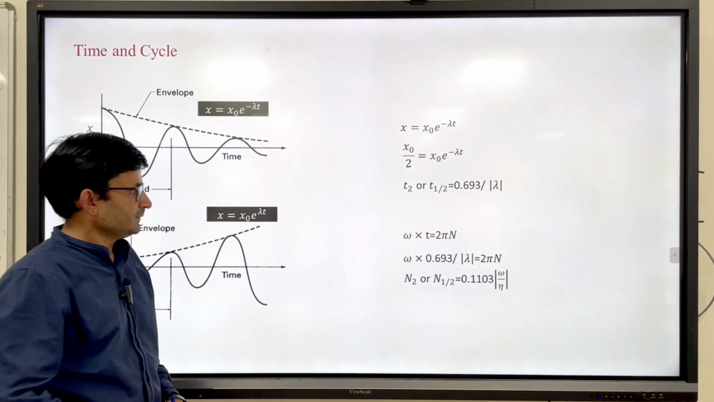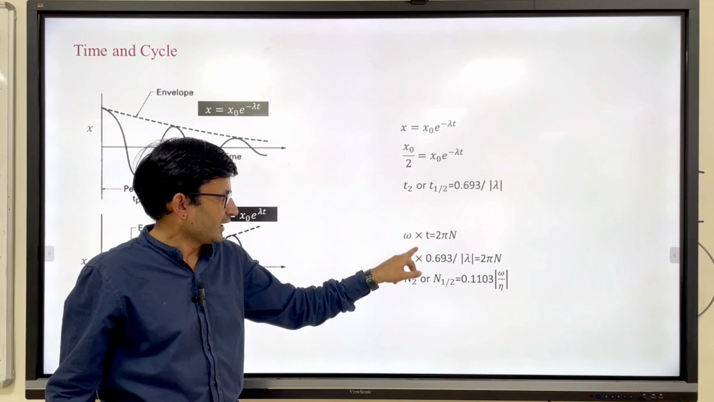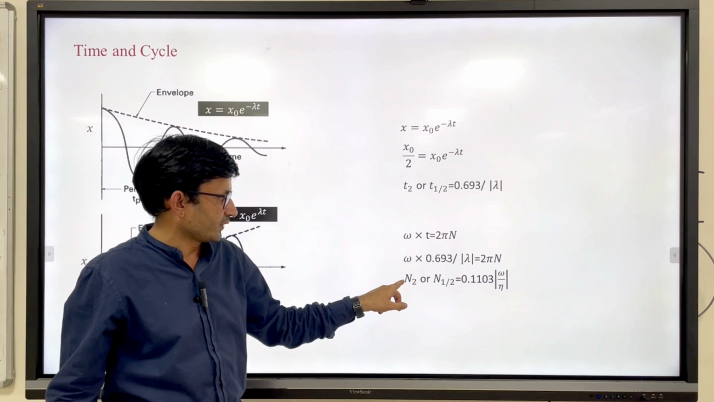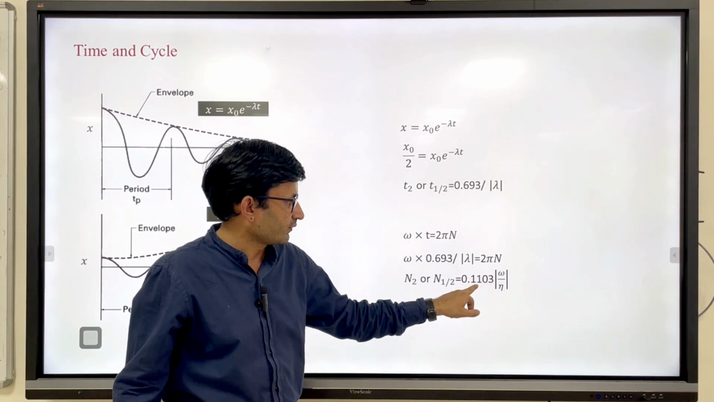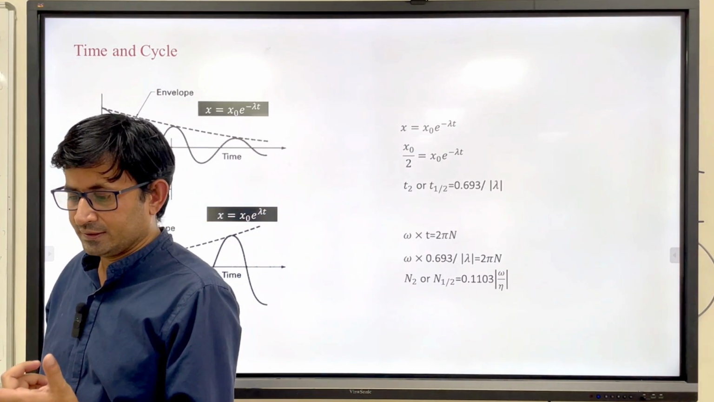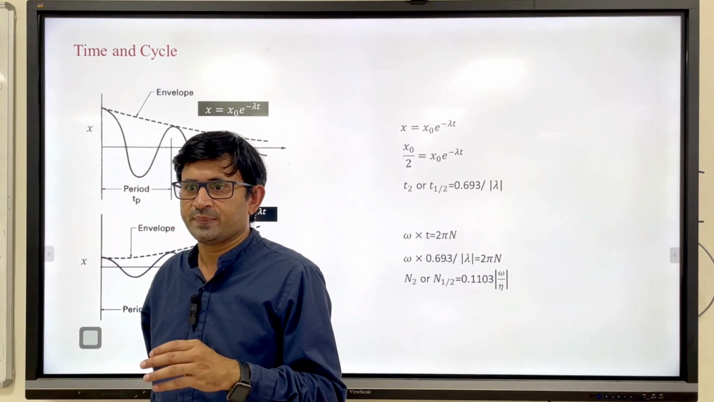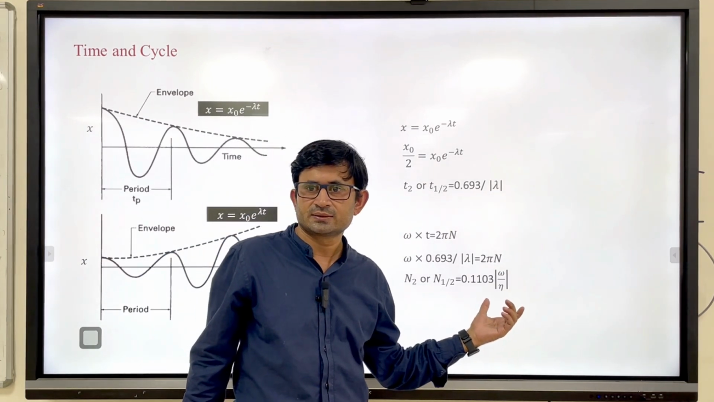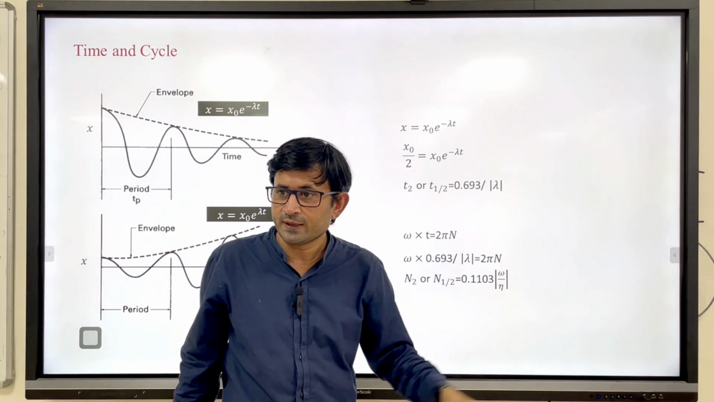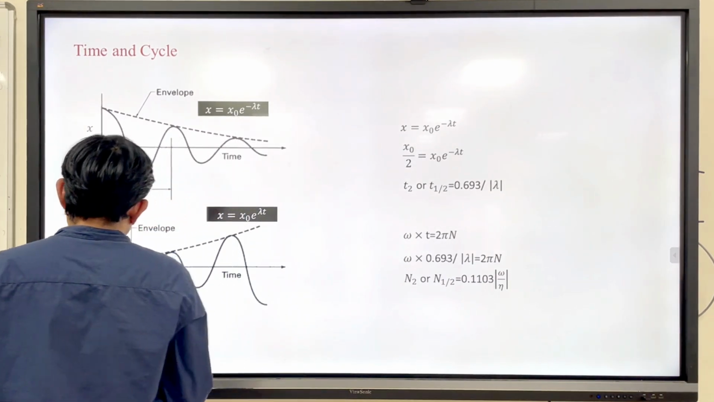And finally, omega into t is 2 pi n, right? And t you can put the same expression here, and if you rearrange, then you can find out n, which is 0.11 omega by lambda. So by common sense, you can tell that for a short period mode, this value will be very small, and time to double, or time to half, will be less, but for a Phugoid case, it will be more. Now you can see also here.